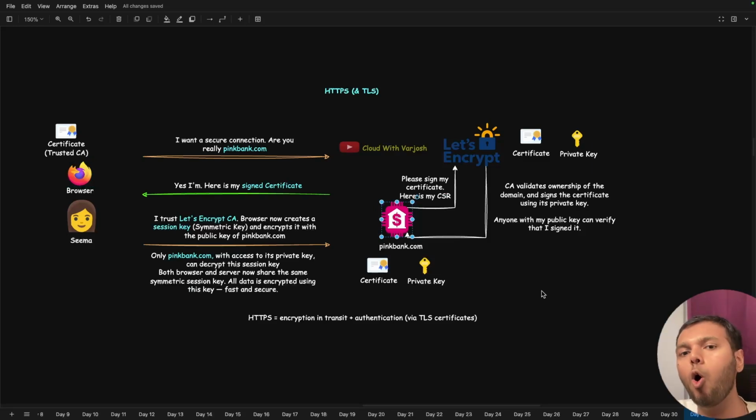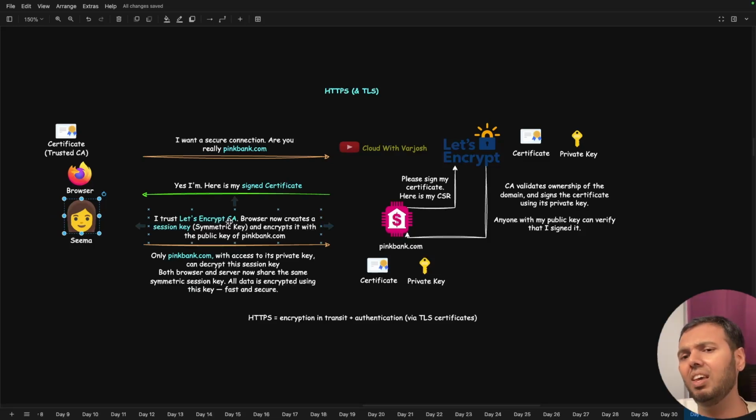What happens is all the modern browsers will have the certificates associated with all the popular public certificate authorities in their trust store. So anything that is signed by the private key of Let's Encrypt or any other popular public CA can be verified by your browser itself. It finishes at the browser level itself. So once pinkbank.com presents its certificate that was signed by this private key, your browser verifies that indeed it is pinkbank.com. You can continue with the connection, and then Seema says, okay, I trust Let's Encrypt CA.